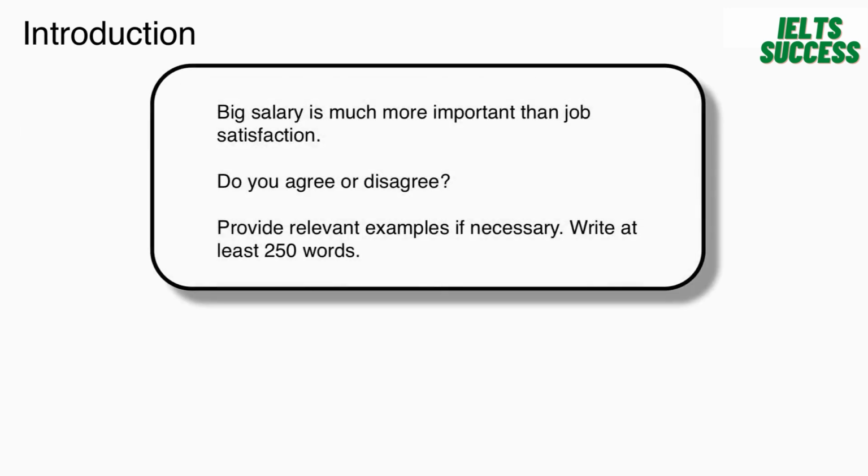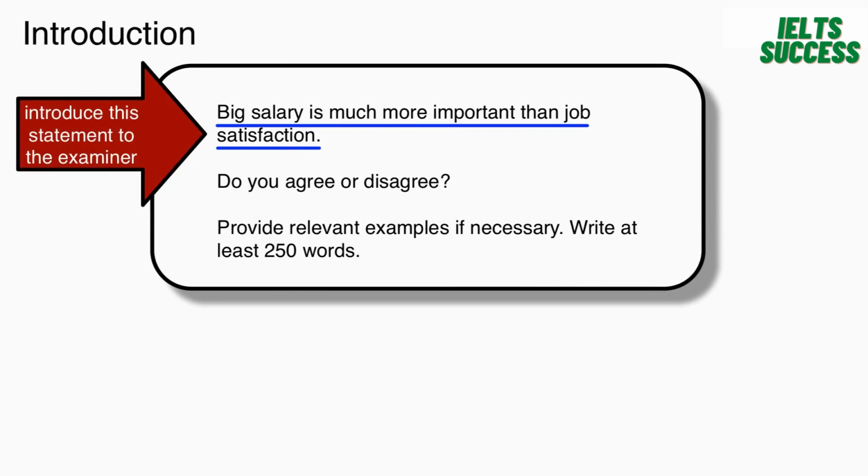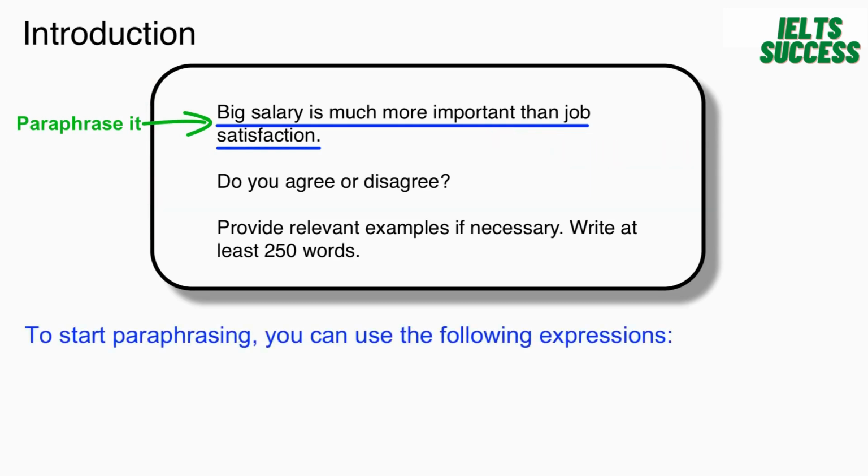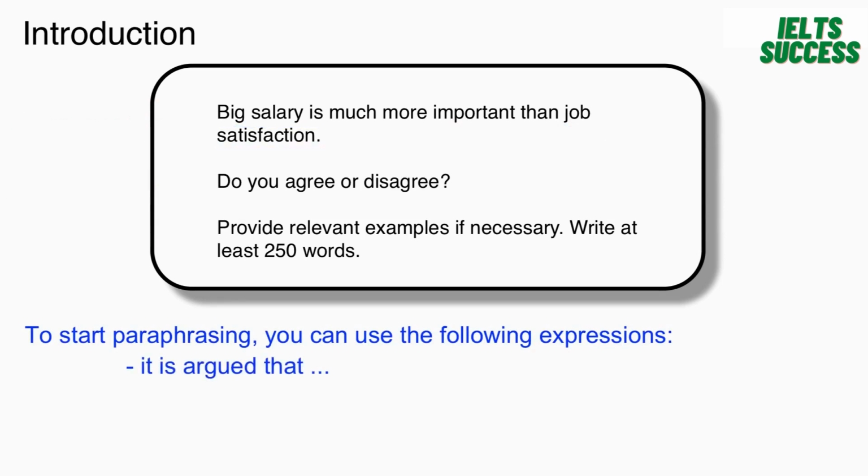This is our statement. Big salary is much more important than job satisfaction. We need to introduce this statement to the examiner, but we cannot simply copy it word by word. That's why we need to paraphrase it, to convey the meaning with different words. To start paraphrasing, you can use the following expressions. It is argued that. It is considered that. It is thought that.